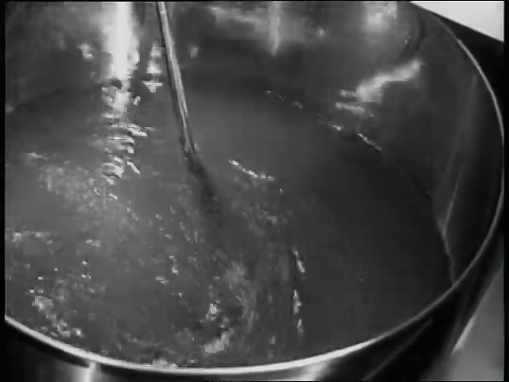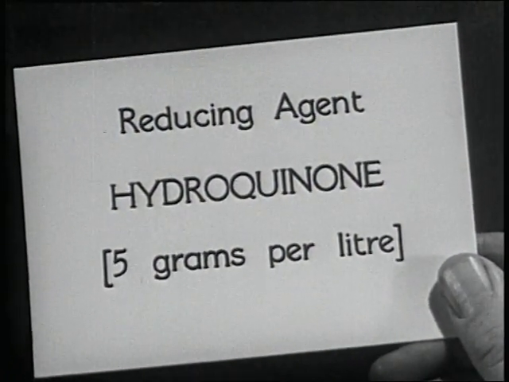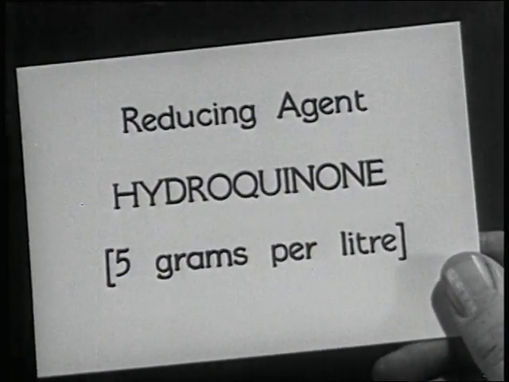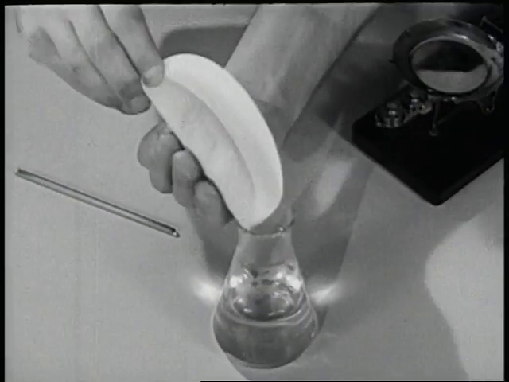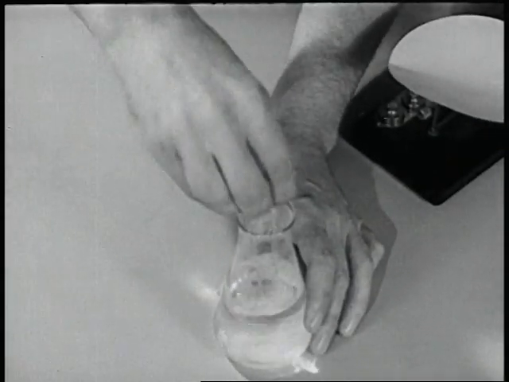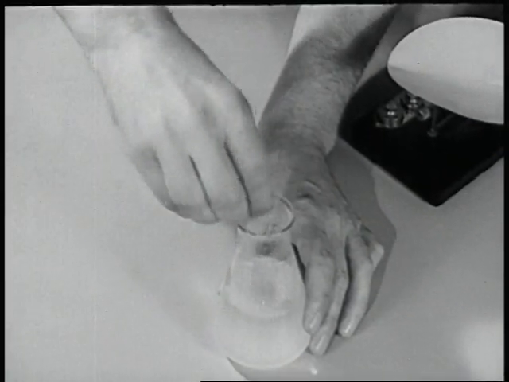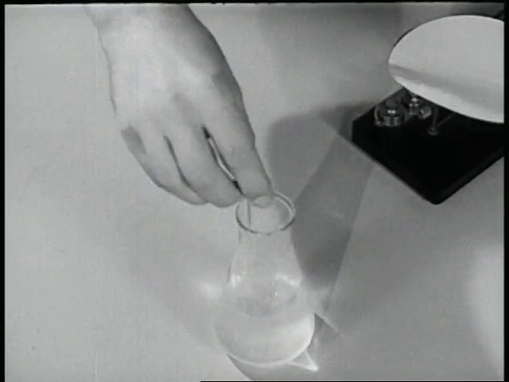First of all, we need a reducing agent, of which hydroquinone is typical. There are a number of organic reducing agents, such as Elon, pyro, lysine, amidol, and hydroquinone, which will convert the latent image to metallic silver. Here we see some hydroquinone added to water and a piece of exposed film agitated in the solution.